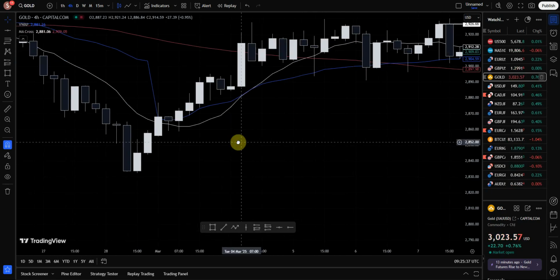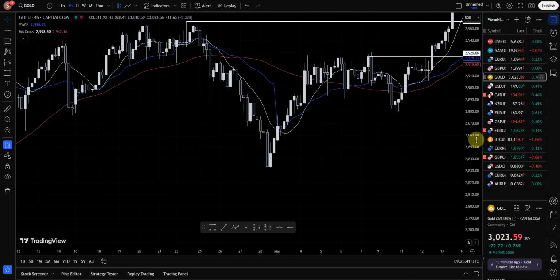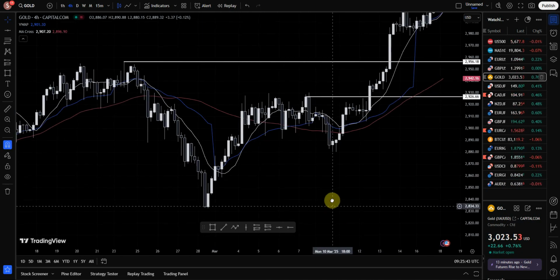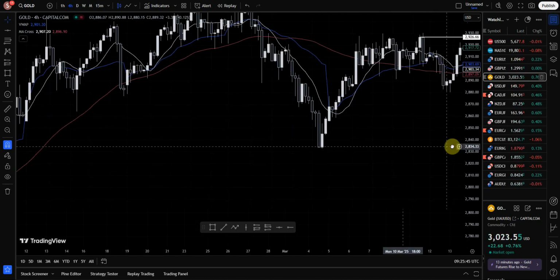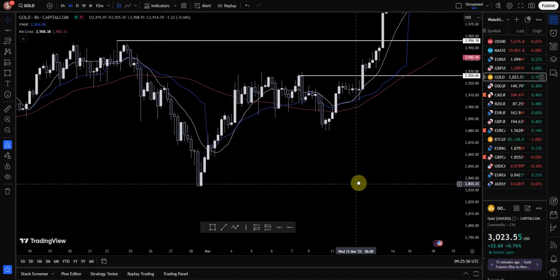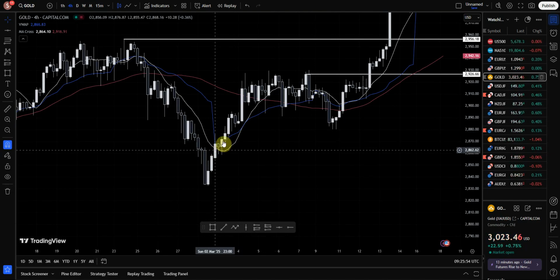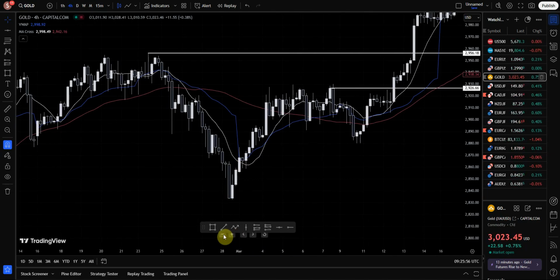There's one I took. You won't see this setup every time, but when you see it, I think it plays out on average 70% of the time. I took one on gold, so I'll send you the screenshot after this video. So let me look for that one I took on gold. I think it was this one. So this was my target.